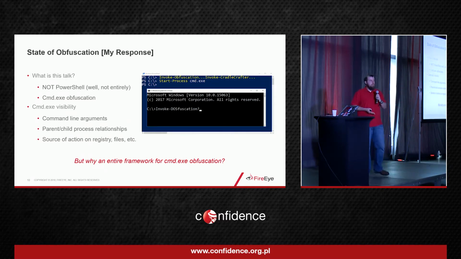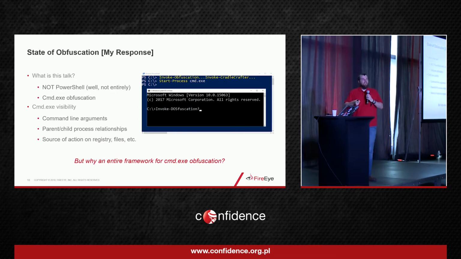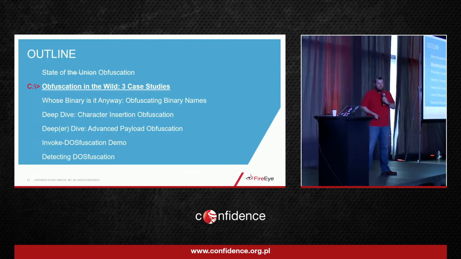So explorer spawning command.exe is far less interesting than winword spawning command.exe. But it doesn't necessarily mean it's malicious just because winword spawns command.exe. You can also look at it as a source of action. So command.exe modifying a registry key, or writing a file, or deleting a file, or creating an alternate data stream. Those are some of the additional things you can look at for how to detect malicious use of command.exe. So how did I get started on this path of this particular obfuscation genre?